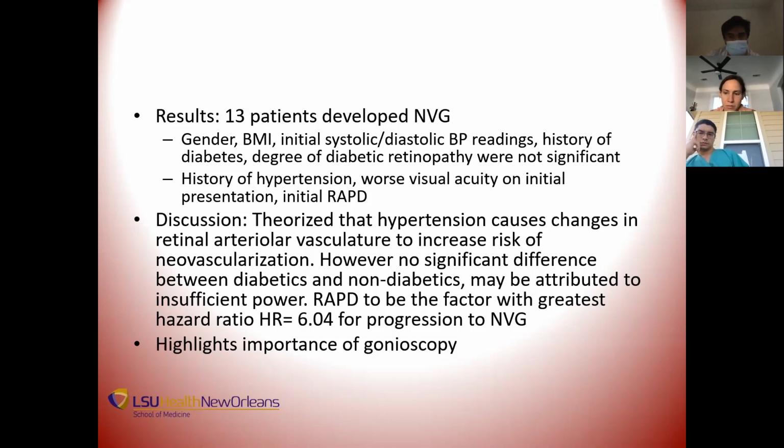So they theorized that hypertension causes a change in the retinal arteriolar vasculature to increase risk of neovascularization. But they noted that it was interesting that there was no significant difference in diabetes, and they attributed it to the fact that the study perhaps wasn't powered correctly. And they found that APD was the factor with the greatest hazard ratio for progression to NVG.